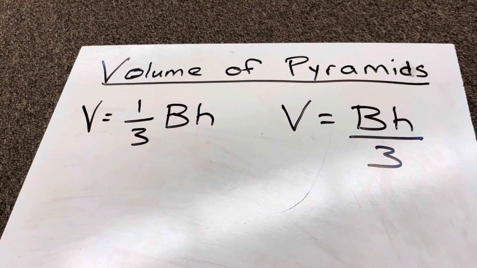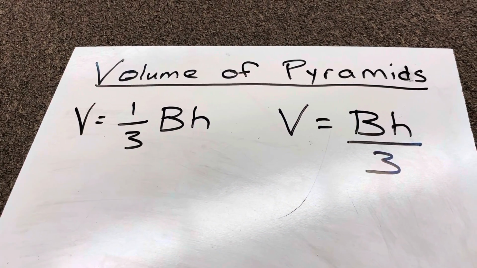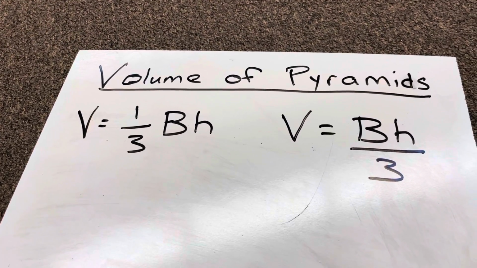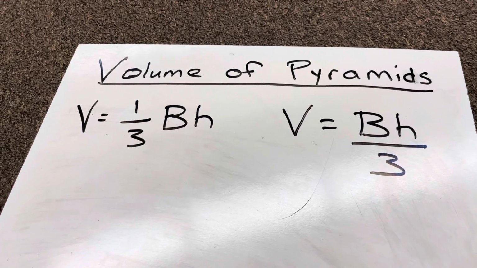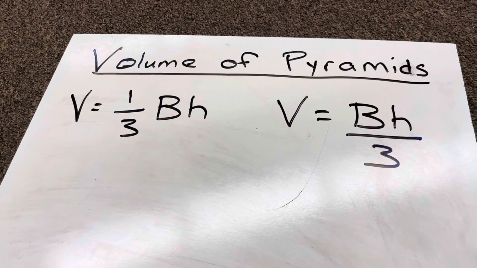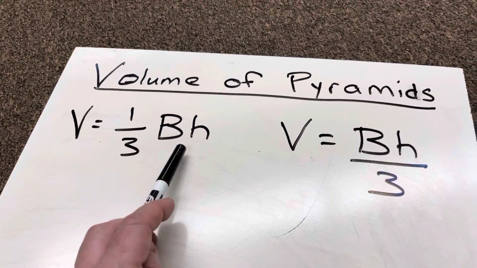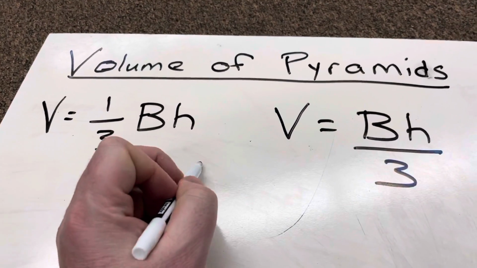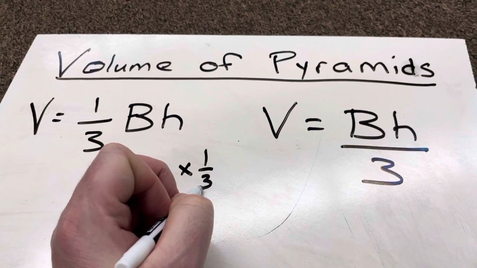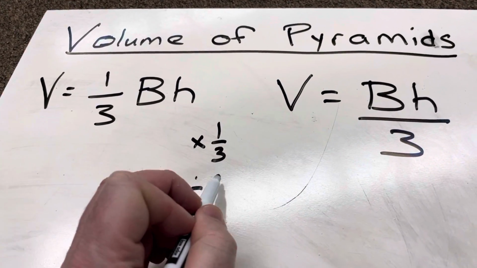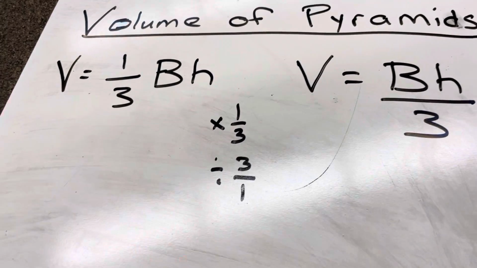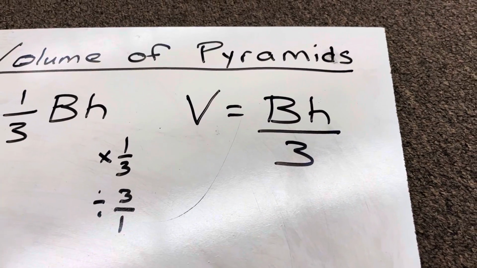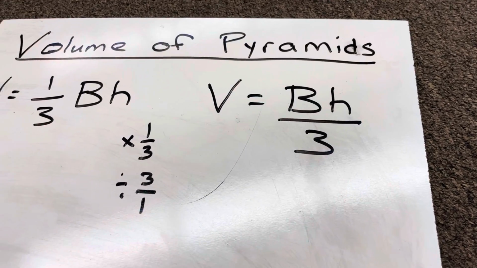All right, seventh grade. Well, we are going to be looking today at volume of pyramids. And volume equals 1/3 times the area of the base times the height. But of course, we want to remember that any time that we multiply something by 1/3, it's the same as dividing it by its reciprocal, 3/1. So we can also take area of the base times the height and just divide it by 3.